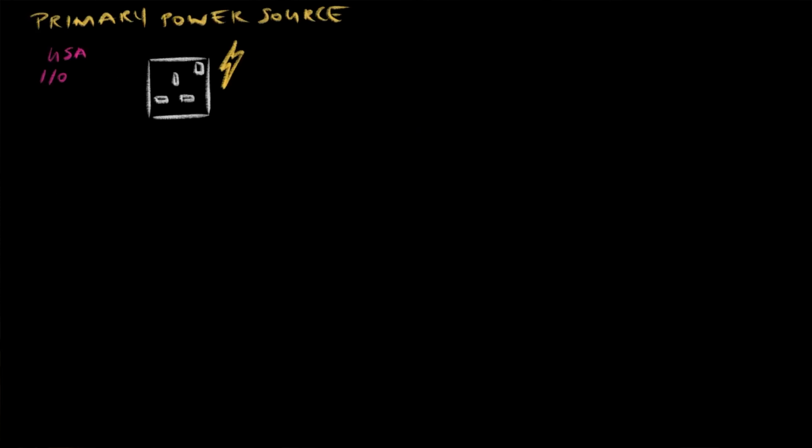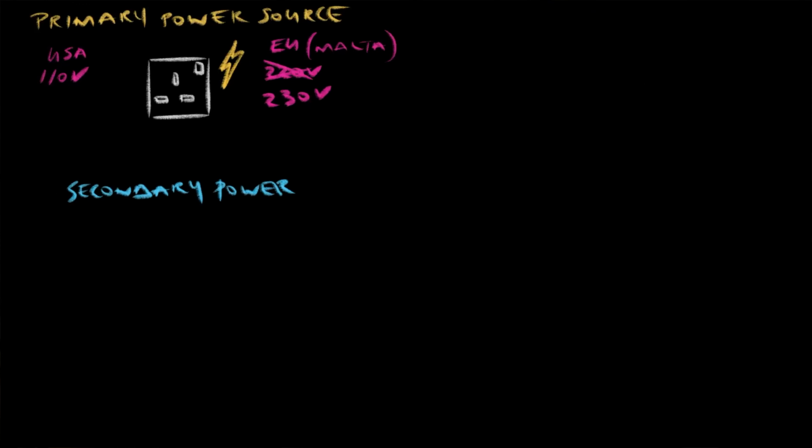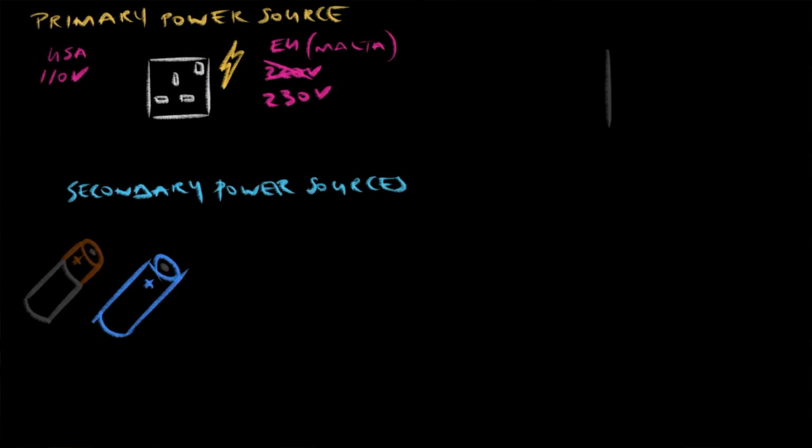In America, the electric voltage in wall plugs is around 110 volts, while in Europe it was typically 220 volts, but has now become 230 volts, which is what we use in Malta. The wall socket is known as a primary power source. Secondary power sources would be rechargeable and non-rechargeable batteries.